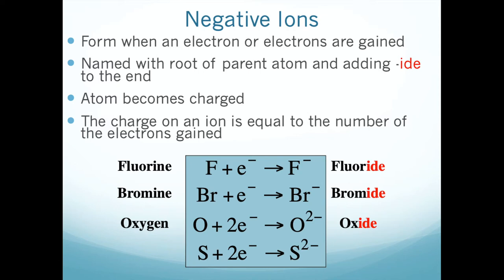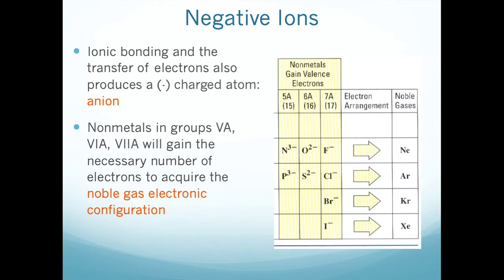Okay, so here's sulfur. Sulfur being group 16 will also form 2 minus ions. What's the name of this sulfur ion? Take that first syllable, sulf, and add ide to it. It's sulfide.